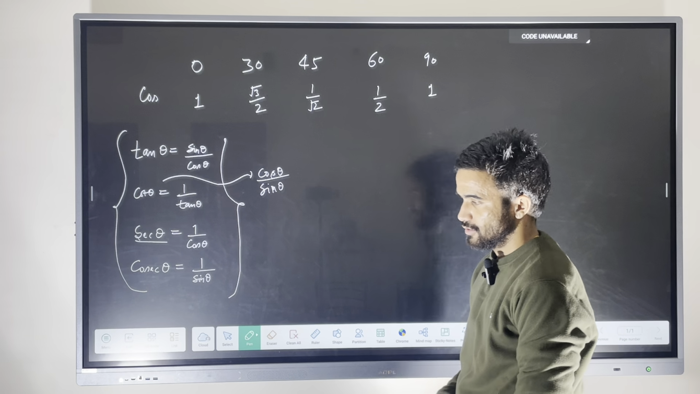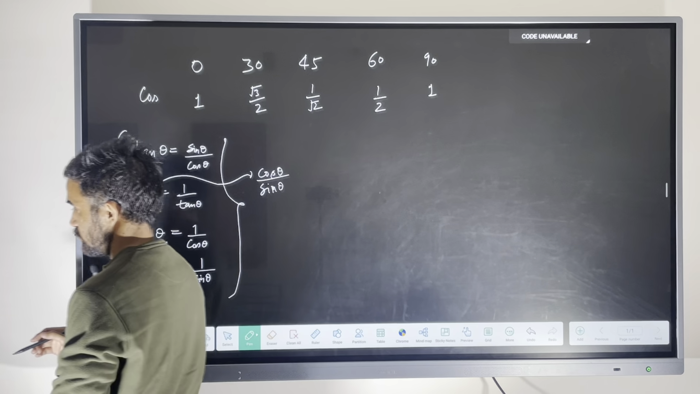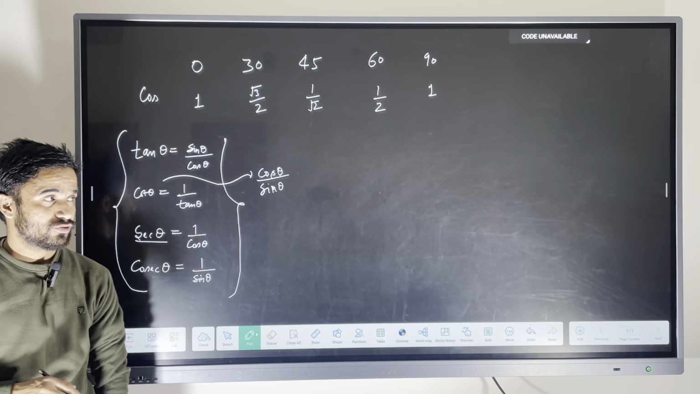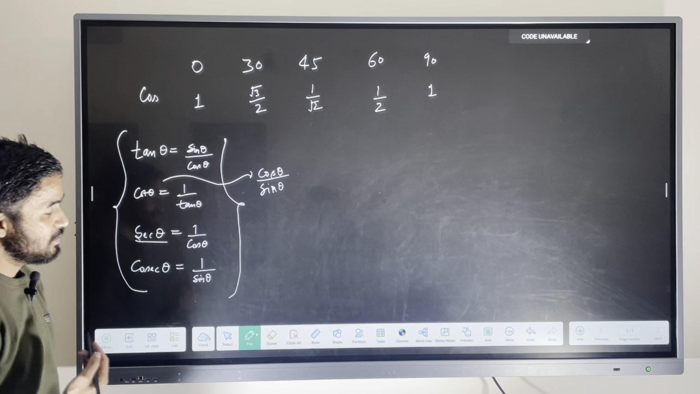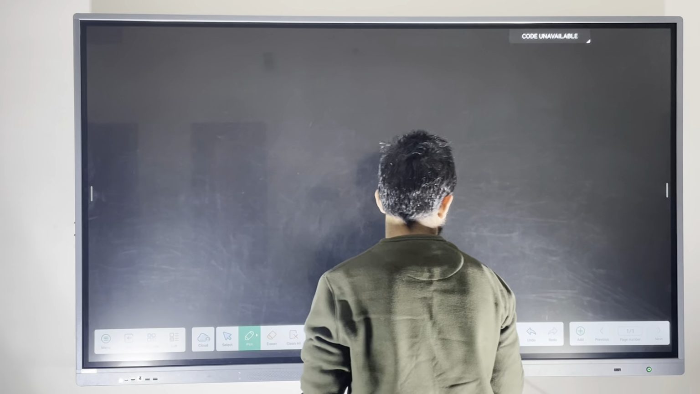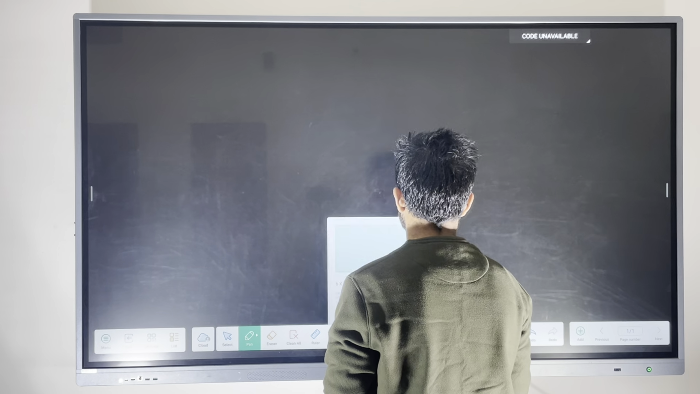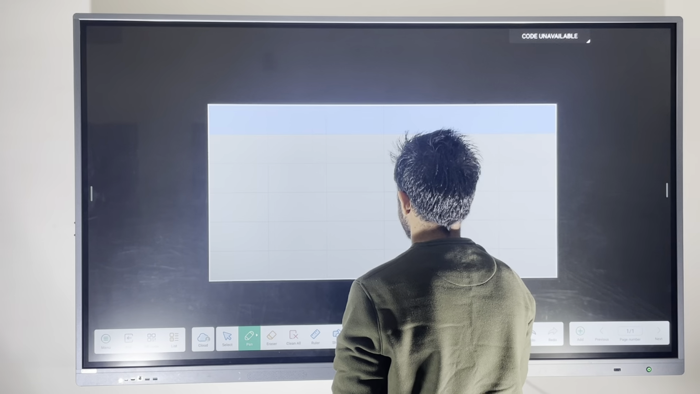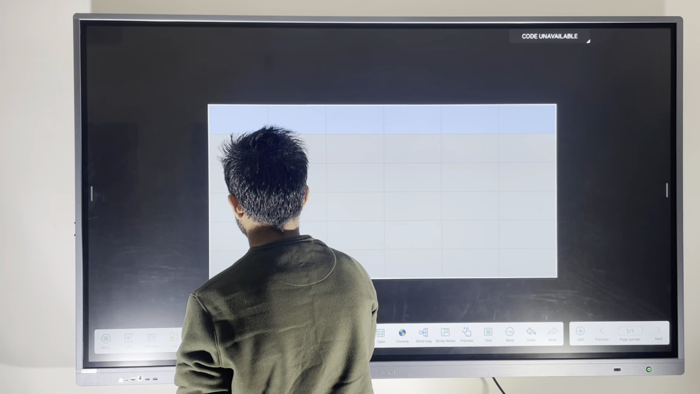So you have to remember these also. Now we will make a table. So let's make a table. Here we can select 6 rows.